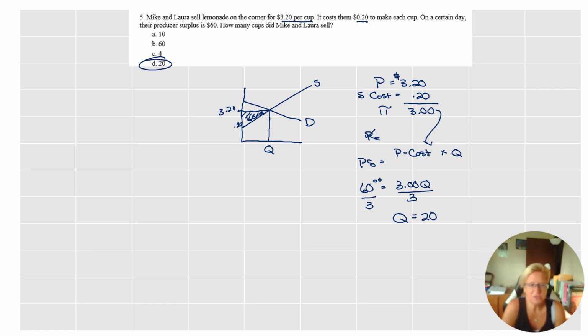Now you might have asked yourself, how come you didn't do 1/2 base times height here? I didn't do that because the $60 is already telling me it was derived by 1/2 base times height, because it is the area of the triangle for producer surplus. So that's why I didn't divide by 1/2.